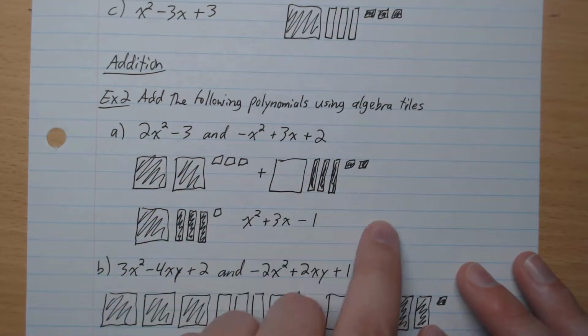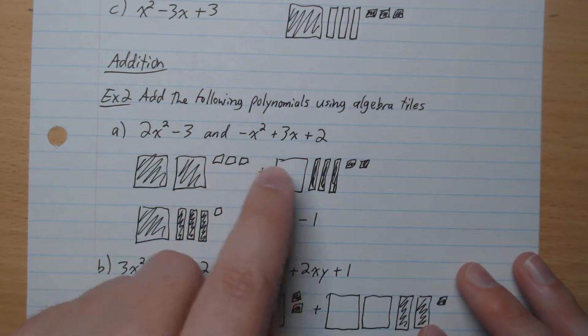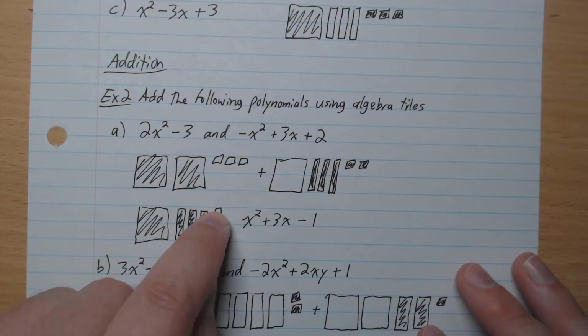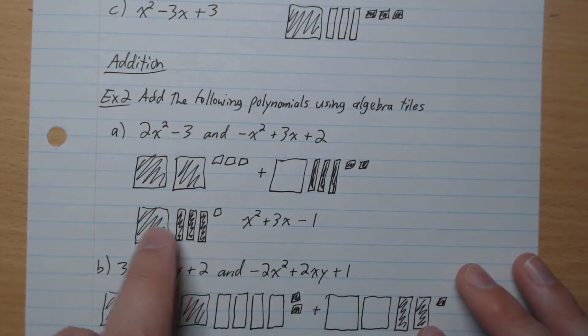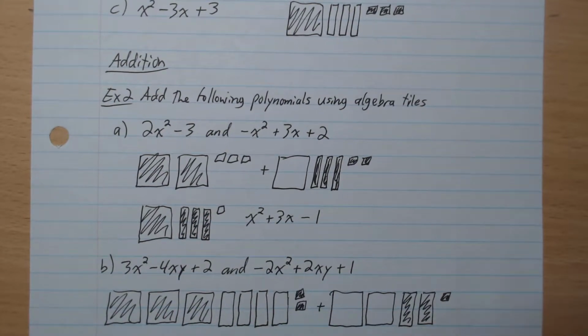3x, there aren't any other x's, so 3x remains there. Here we have negative 3 plus 2, so 2 of them annihilate. What's left is negative 1, like that. And now that we have this written down, we write the polynomial. So x squared plus 3x minus 1, like that.